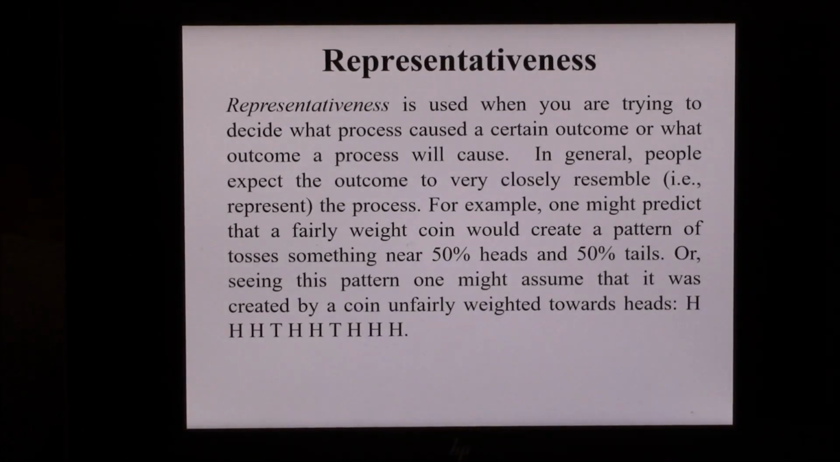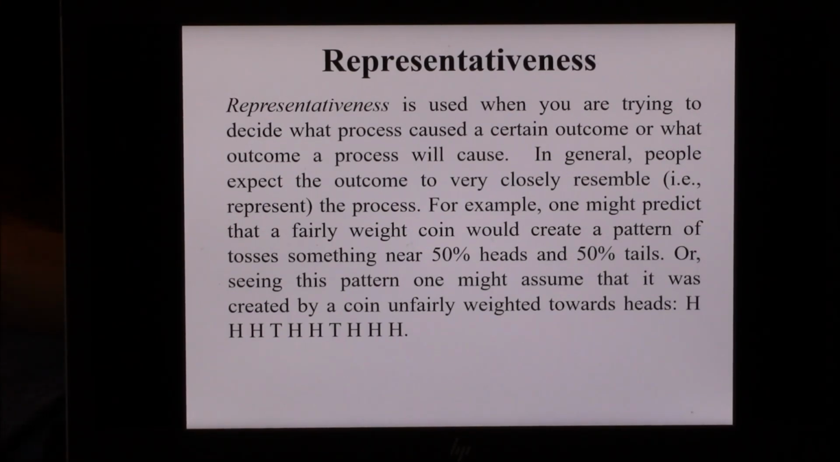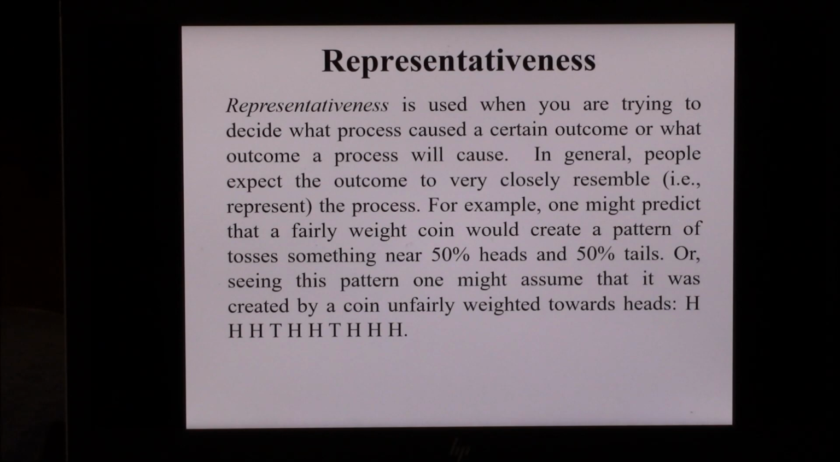All right, representativeness. This is probably the hardest one to understand. It's used when you're trying to decide what process caused a certain outcome or what outcome a process will cause. In general, people expect the outcome to very closely resemble the process. For example, one might predict that a fairly weighted coin would create a pattern of tosses something near 50% heads and 50% tails. Or, seeing that pattern, one might assume that it was created by a coin. Seeing this next pattern, one might expect that the coin was unfairly weighted towards heads. So the process is tossing the coin. The outcome is the number of heads and tails.